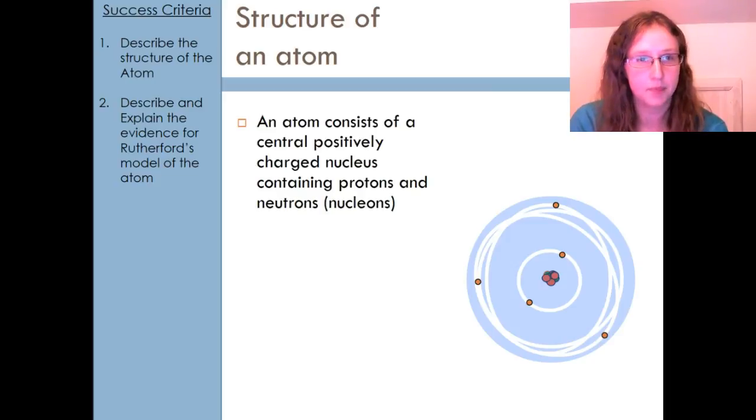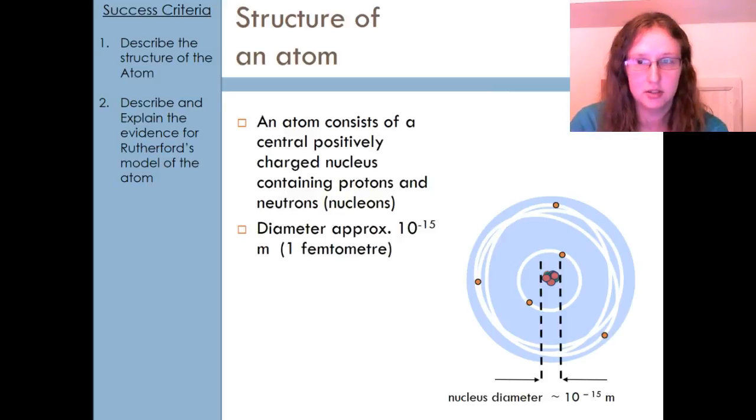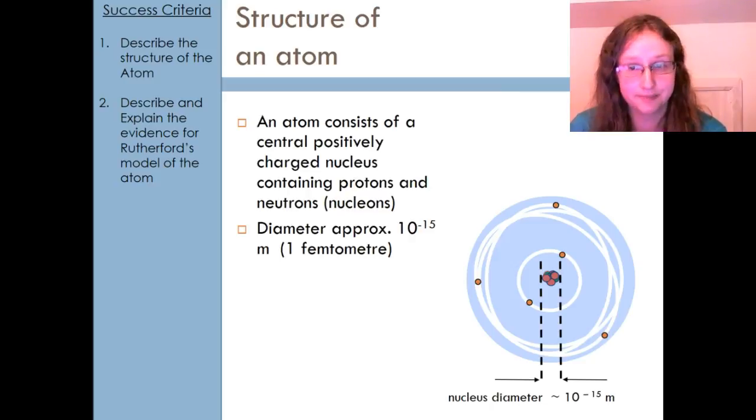So we've got a positively charged nucleus where we find the protons and neutrons, which collectively we're going to call nucleons because they're things that are found in the nucleus. And the diameter of the nucleus is about 10 to the minus 15 meters, or 1 femtometer. You do need to know that number.